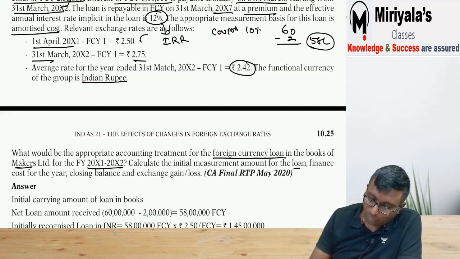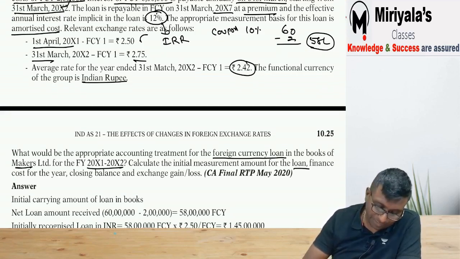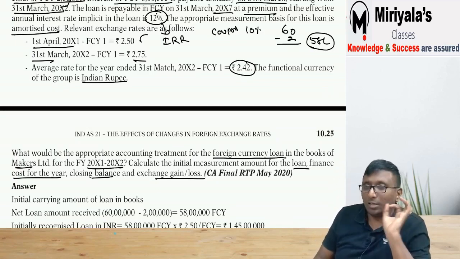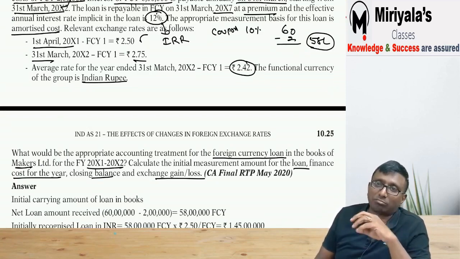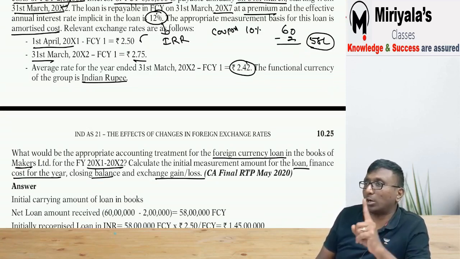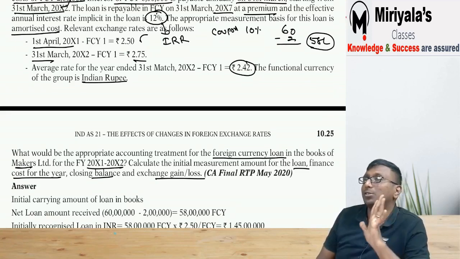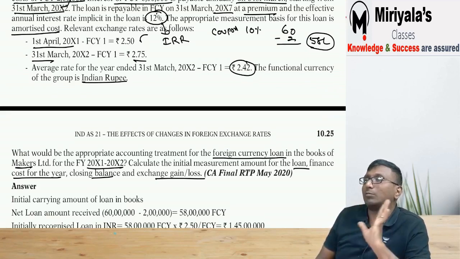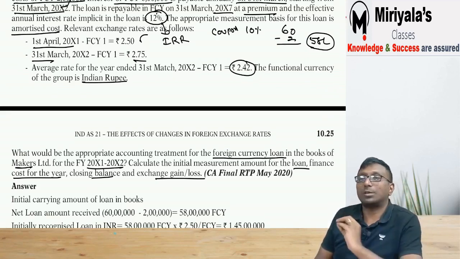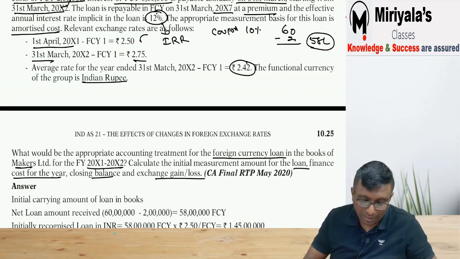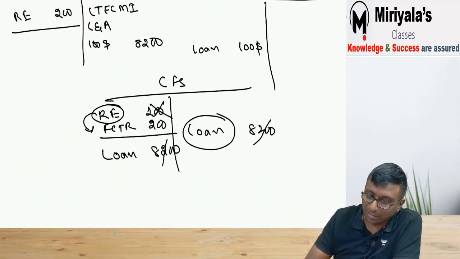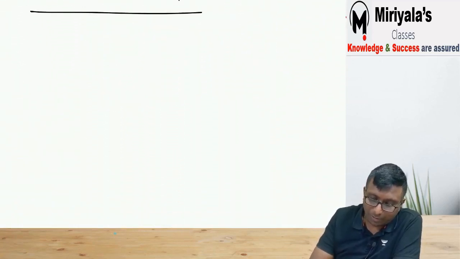Calculate the initial measurement amount of the loan, finance cost for the year, closing balance, exchange gain or loss, everything you calculate. What is the key? The key is only one thing. First, prepare the amortization table in the foreign currency. Later you convert it, then your job is done. So simple. If you read the answer that is given by ICAI, I didn't modify much.